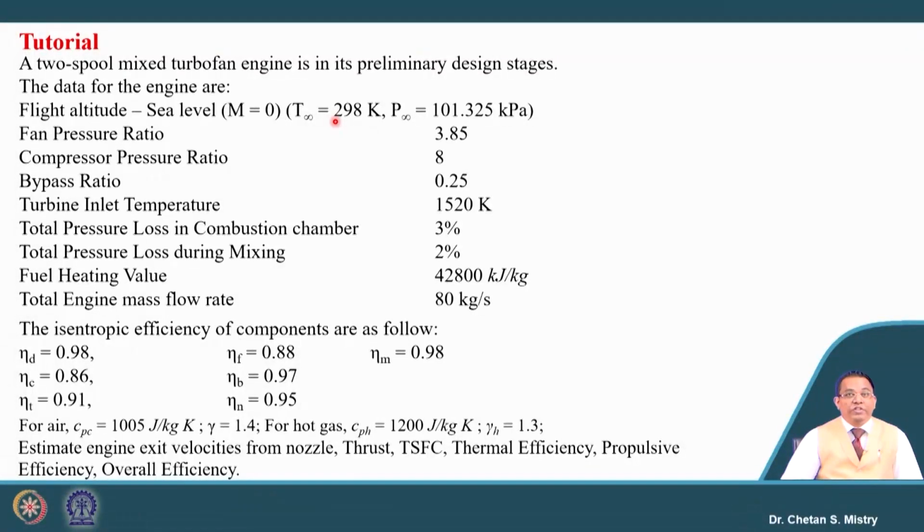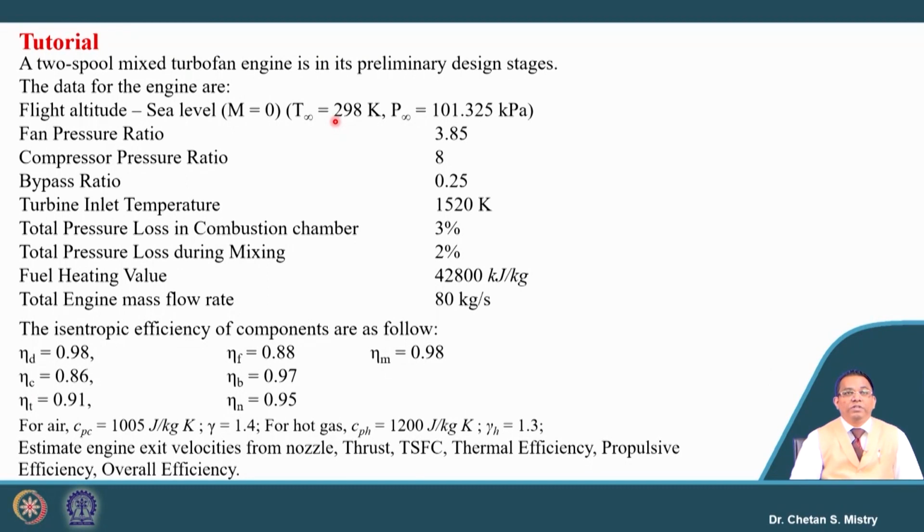Fan pressure ratio is 3.85. So, let us try to understand this number. When I say 3.85, you must realize this is not by a single fan, it is a multi fan configuration. The per stage pressure ratio for the fan is limited in the range of maybe 1.2 to 1.8. Most modern high bypass ratio engines have a fan pressure ratio in the range of 2. So, you can say this is a multi fan configuration.